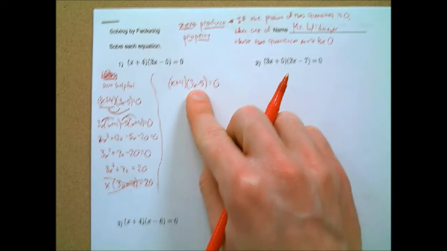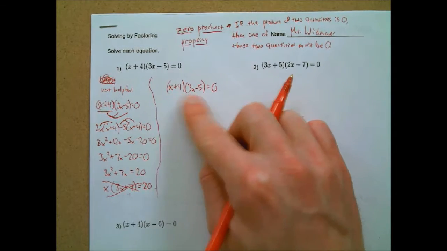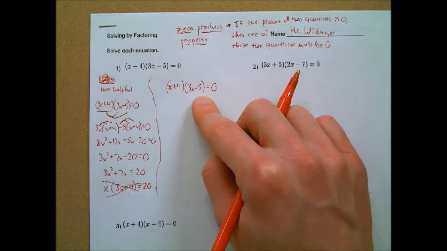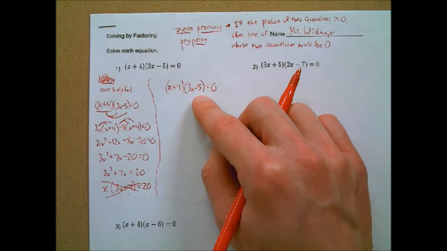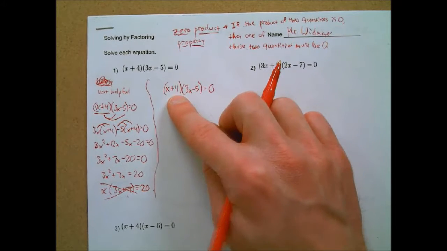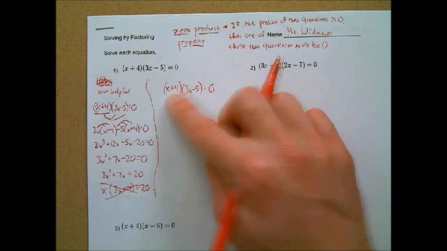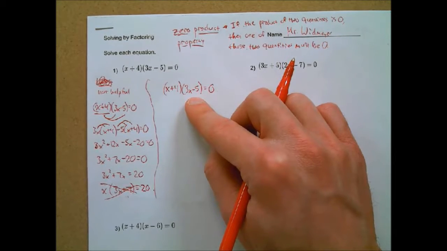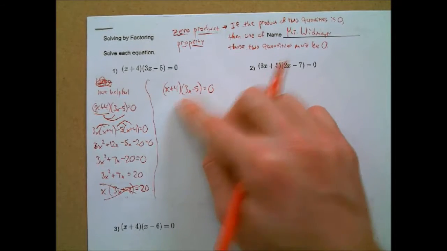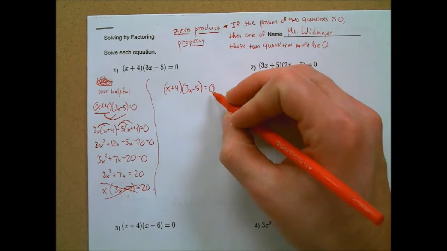Okay, back to the original one. Do we have two things being multiplied together here? x plus 4 is one of those two. 3x minus 5 is the other. So it's two things that are multiplying together. And what does it equal? What's this product equal? It says 0, right? It's equal to 0.